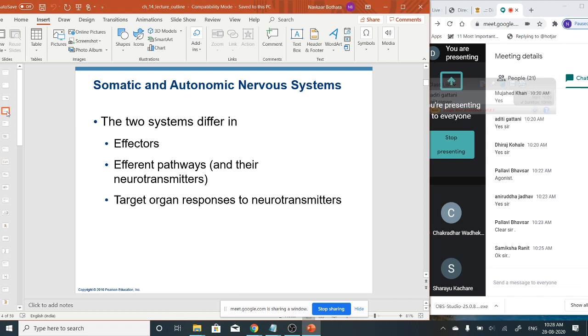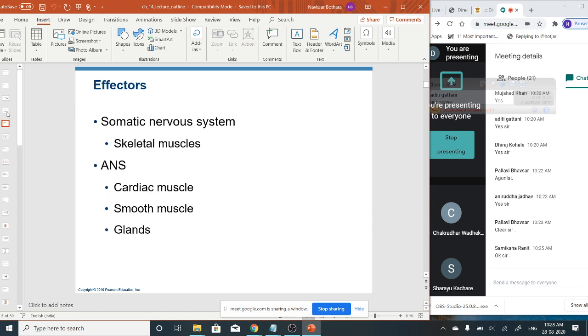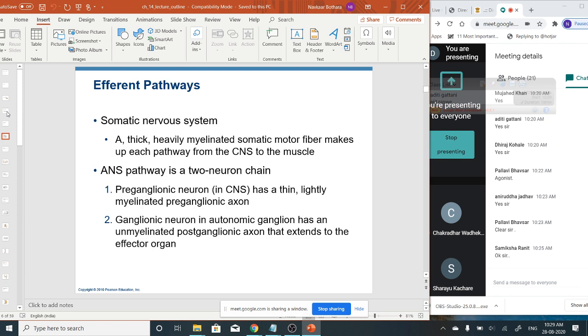Two systems differ in their effectors, their efferent pathways, their neurotransmitters, and target organs. This you have seen in physiology also. So effectors, for example, somatic: I just now told you it acts only on skeletal muscle. So any drug which is acting on skeletal muscle has either a direct or indirect impact through this mechanism. ANS: cardiac, smooth muscle, gland, etc. So any drug has to act, or any system we have to study for this, definitely ANS is involved.